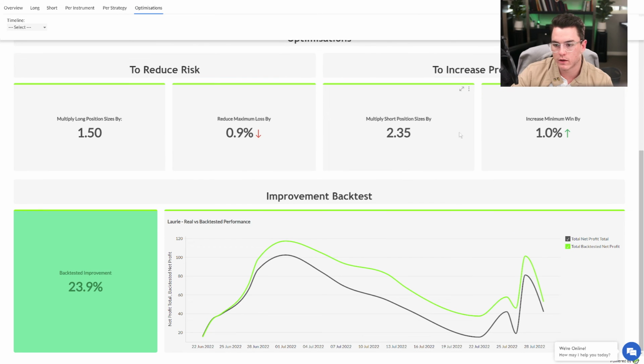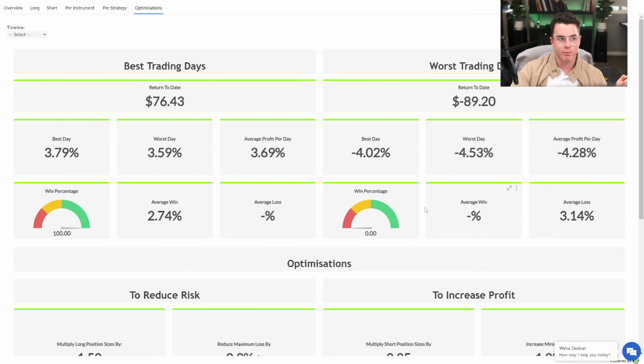And then here's the cool thing. To reduce risk, you want to... It tells you exactly how you want to multiply your position sizes based on your performance to increase the results. And you also get a back test right here. So if you had been following these tips in the past, how would that have improved your results? And it shows you would have performed 23.9% better over the time frame had you been implementing these from day one. So that's a really cool part of the dashboard that I've been working on.